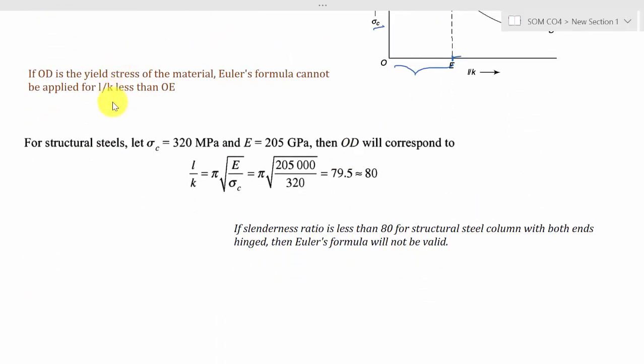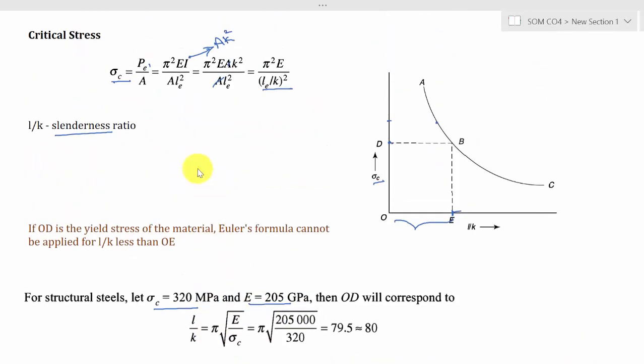So for example, if I consider a structural steel of sigma C 320 megapascal with E equal to 205 gigapascal, then I can convert this equation like this. I have taken the L by K to the left side. So my L by K is equal to pi into root of E divided by sigma C. Here if I substitute the value of E as 205 gigapascal and sigma C as 320 megapascal, then I will get a slenderness ratio of 80.